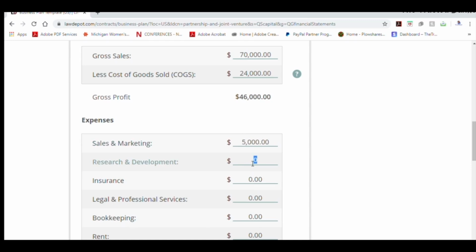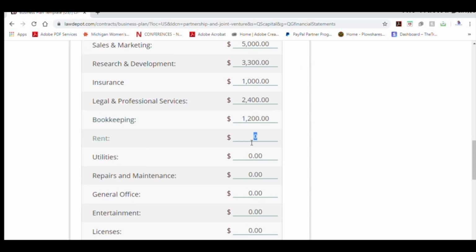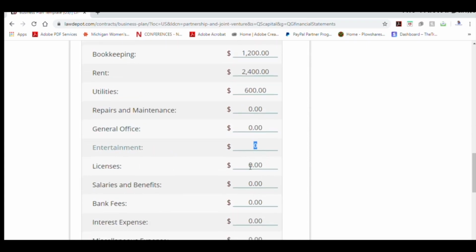Research and development, how much has it cost for you to research your product and develop it? So we can say $3,300. Insurance costs about $1,000. Legal and professional services, you can say $2,400 because $200 a month. Bookkeeping, $1,200 or $100 a month. Rent can be $2,400 or $200 a month. Utilities can be $600 or $50 a month. Repairs and maintenance you shouldn't have. General office you shouldn't have. Entertainment, no. Licenses we didn't need.